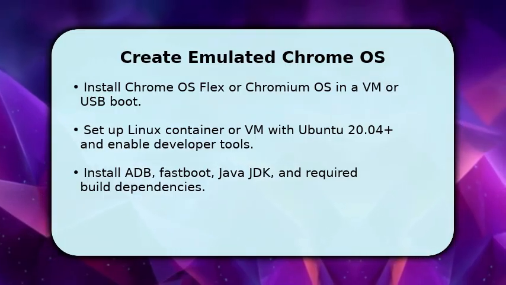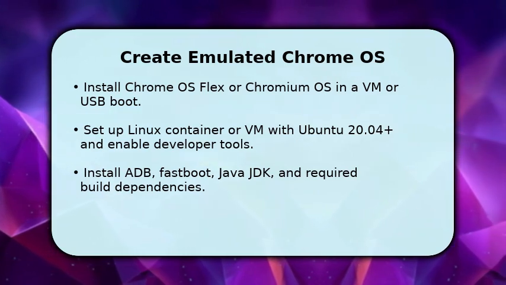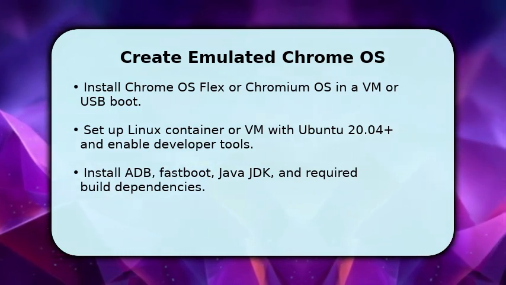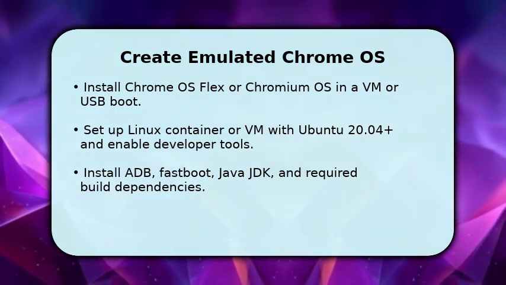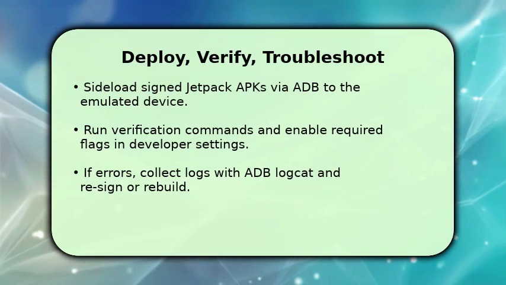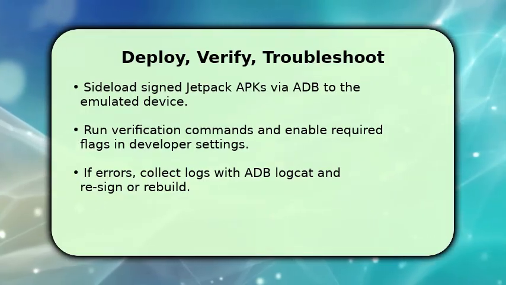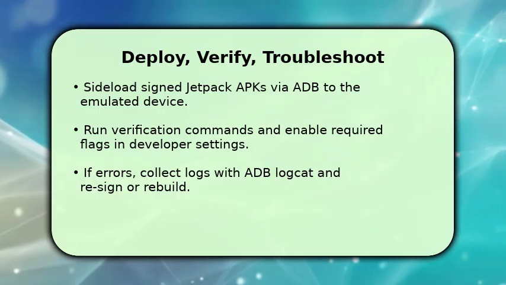Use the Jetpack SDK tooling to prepare APKs and native modules. Make sure to build in release mode and produce signed artifacts ready for sideloading into the emulated Chrome OS instance. Finally, deploy the signed Jetpack packages into the emulated Chrome OS image using ADB install and package manager commands.